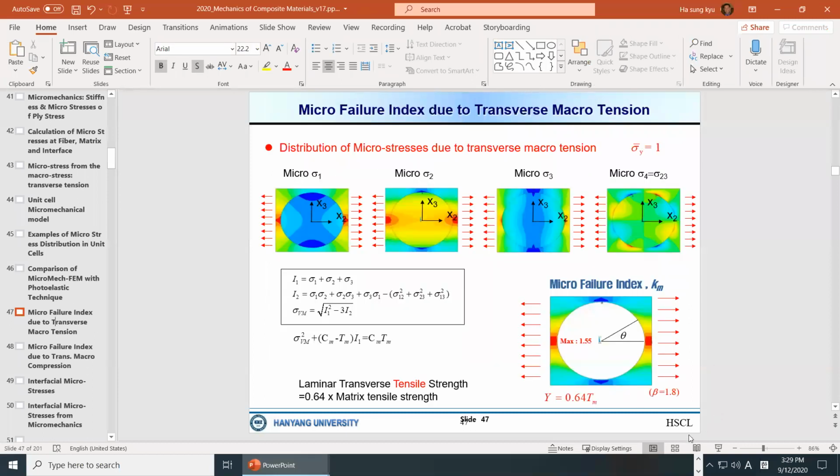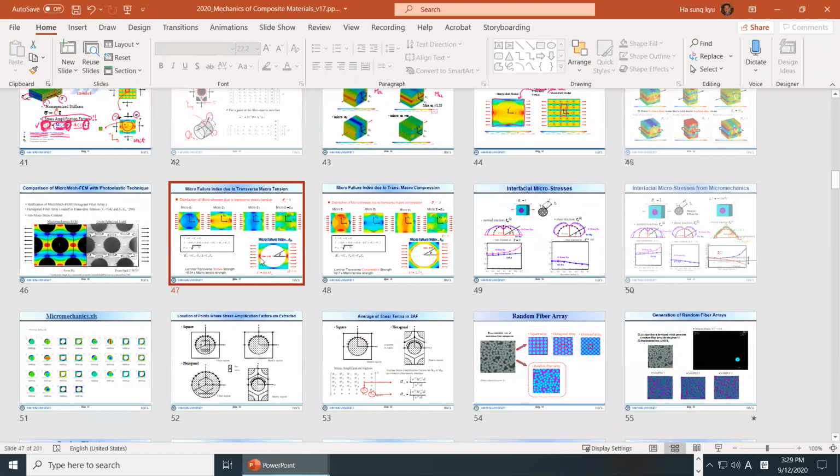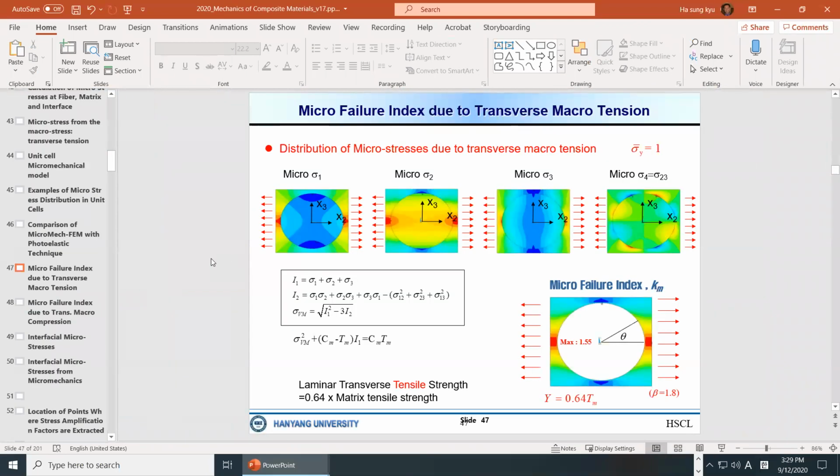And then we can calculate the strength, how much strength we will have, using these stresses and using the material property of the resin and fiber. Once we have the stresses inside the resin or inside the fiber, there is the failure criterion, for example for the resin. This is the failure index, the failure criterion for the resin. We have all the stresses in the resin. We can have the failure index in the matrix.